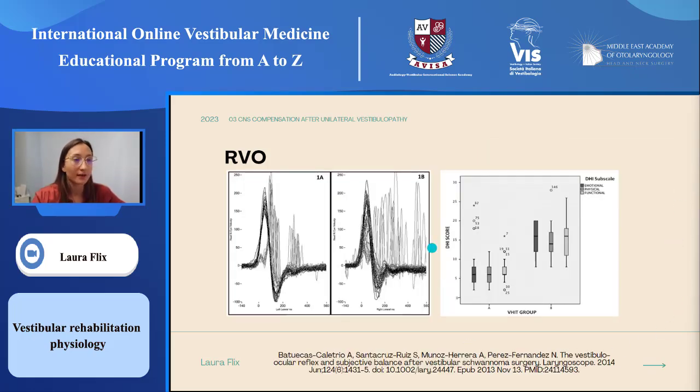So this way we will have that these saccades are going to be more accurate and more organized, and it's also followed by a functional improvement that can be measured, in this case, with the Dizziness Handicap Inventory. And we can see that it goes with improvement in functional, emotional, and physical disability.